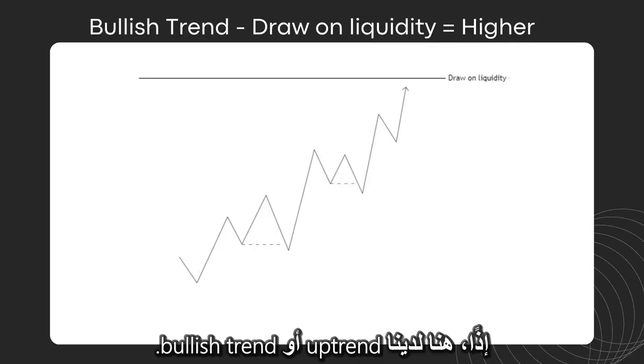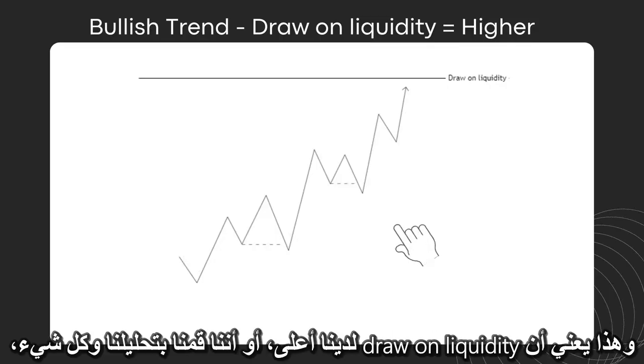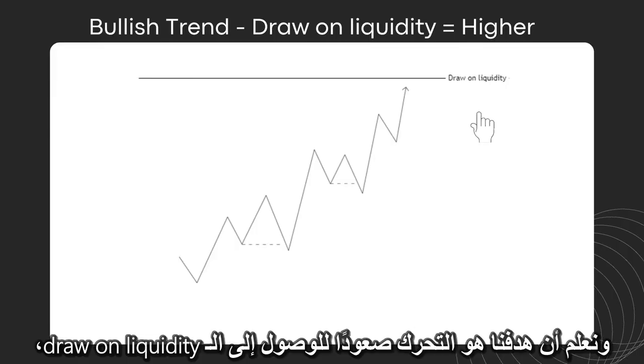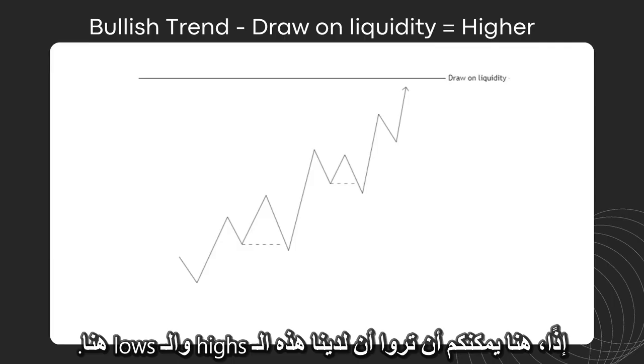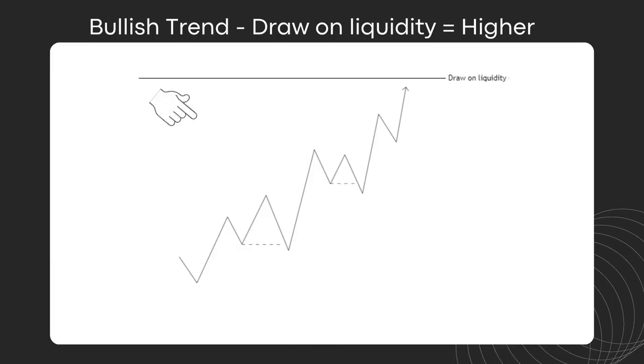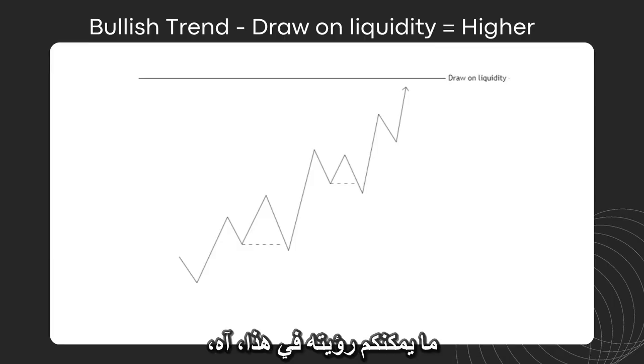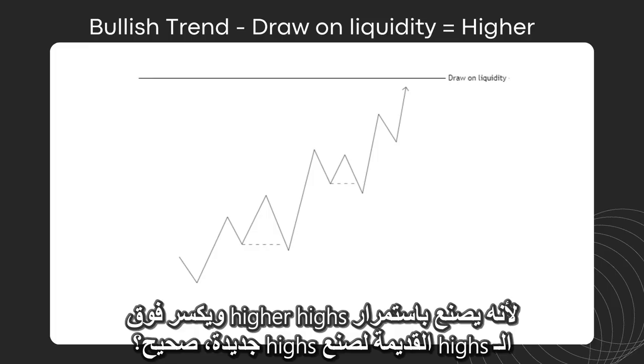So right here we've got an uptrend or a bullish trend, which means that our drawn liquidity is higher, that we've done our analysis and we know our objective is to move higher to reach the drawn liquidity. You can see that we've got these highs and lows here, and in this price action the price is in a bullish trend, which is pretty obvious because it's making consistent higher highs and breaking above old highs to make new highs.